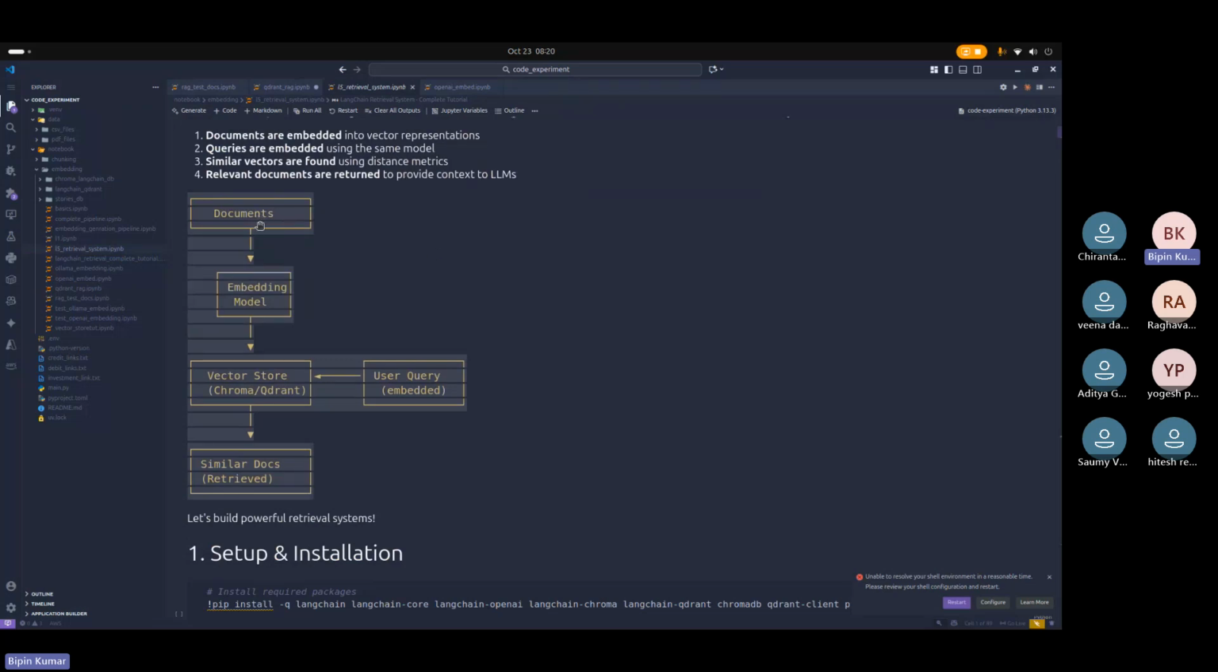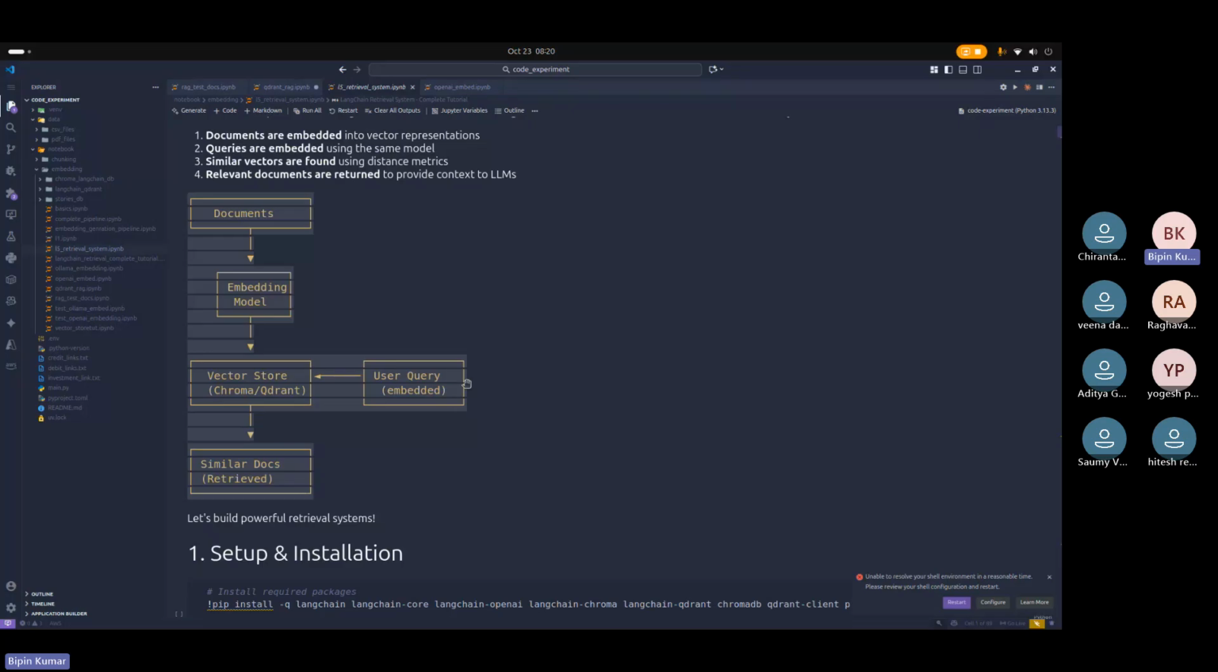First we load the document, then we do the chunking, then pass that to the embedding model, then we store that embedding in a vector store. Now when the user asks anything, first we calculate the embedding of the question, and then the cosine similarity happens. Let's say there are 10 chunks, so there will be 10 vectors in the vector store.